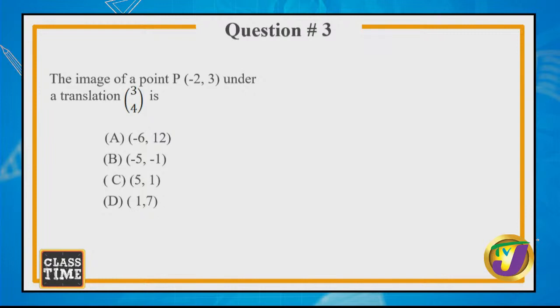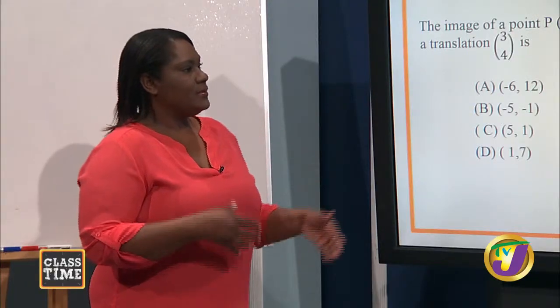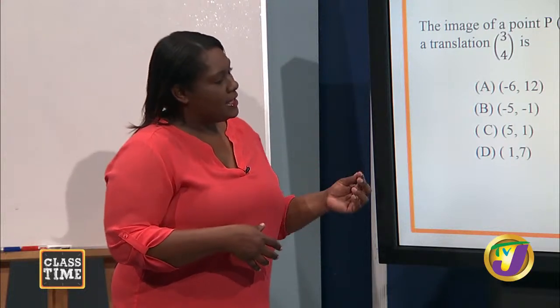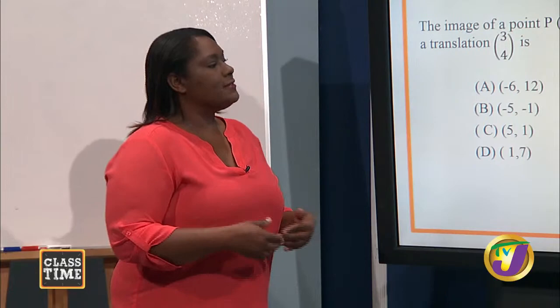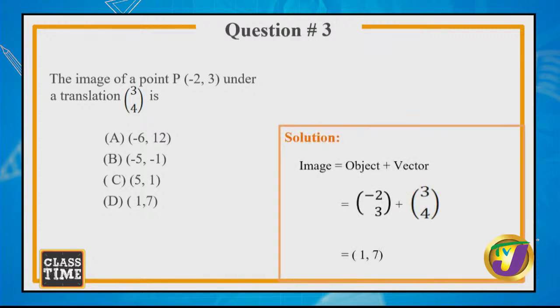Now, what do we do? This is information that we need to remember with adequate practice. Given the object and the vector, in order to find the image, we do an addition. So looking at the object, we have the coordinate, and we have rewritten the coordinate as a vector in order to have the addition of the two vectors, to carry out the operation.